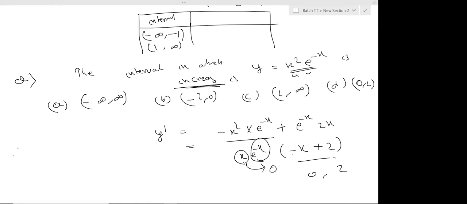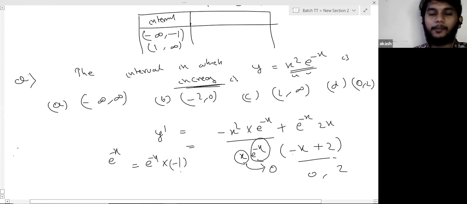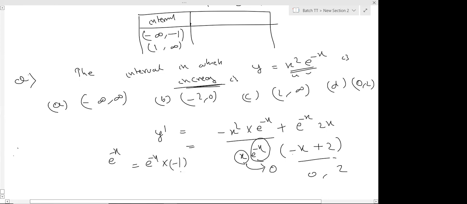So why did you put the subtraction sign before x square? Because of the chain rule, right? Differentiation of e to the power minus x is e to the power minus x into minus 1. So the minus sign will come down, you're saying? Right. Okay.